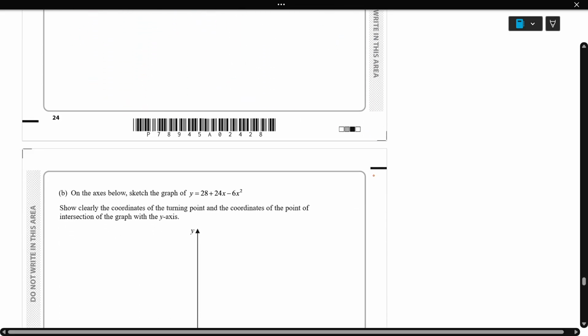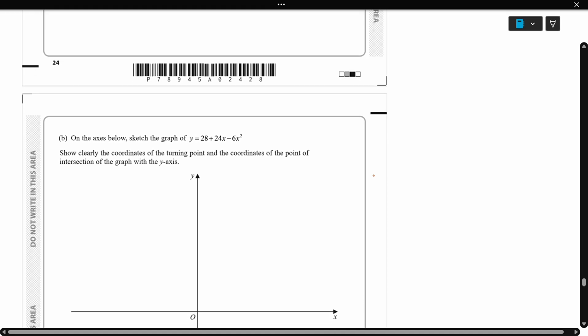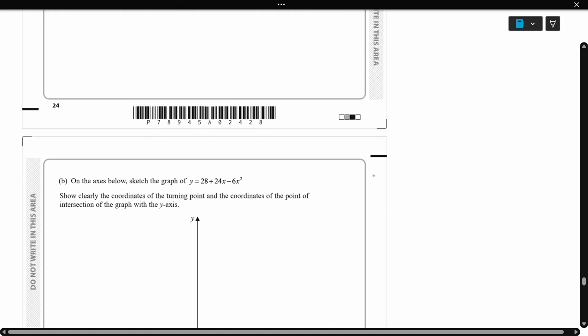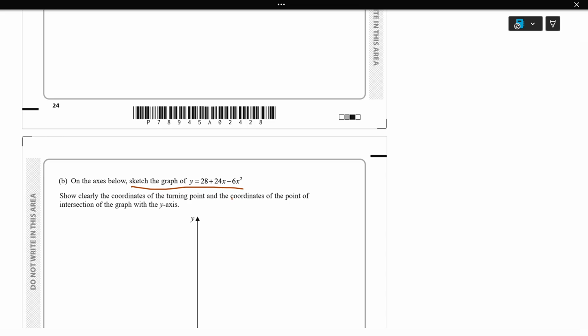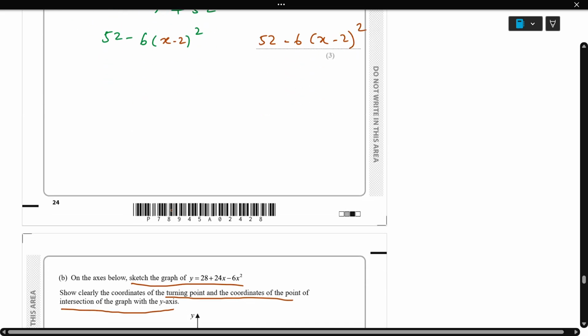Next, the same question. So show clearly the coordinates of the turning point. We need to sketch the graph of the same quadratic. So the turning point and the intersection with the y-axis, those are the two things we need to find out.